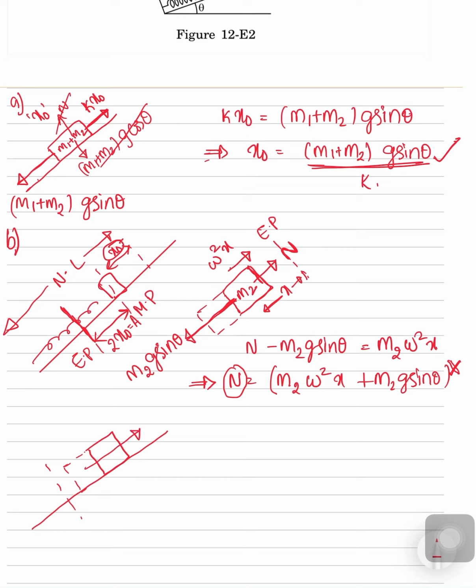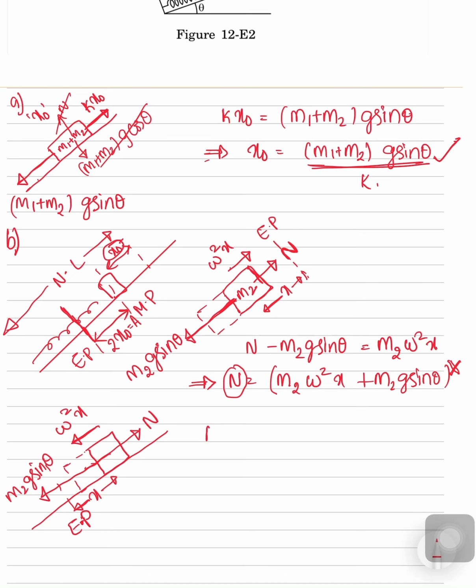It will be pushing it in upward direction with a normal reaction N. Component of the weight will be acting in downward direction, which will be equal to m2g sin theta. And now the acceleration is always towards equilibrium position or mean position. So acceleration will be down the inclined plane, omega square x, if we assume that these blocks are at a distance x from the mean position.